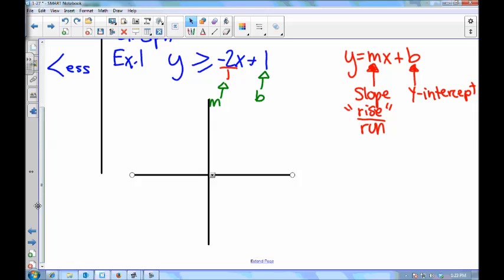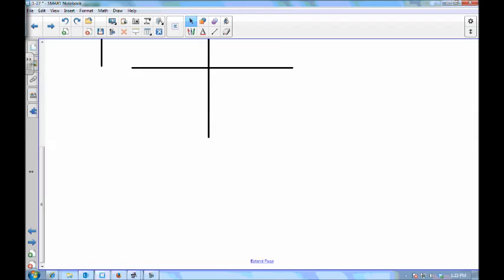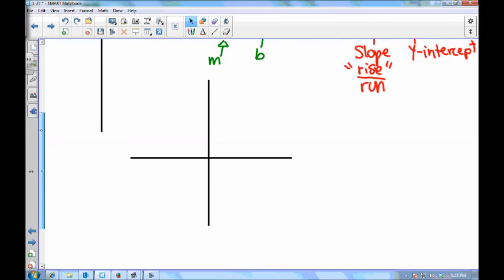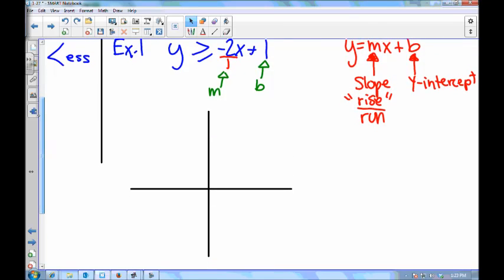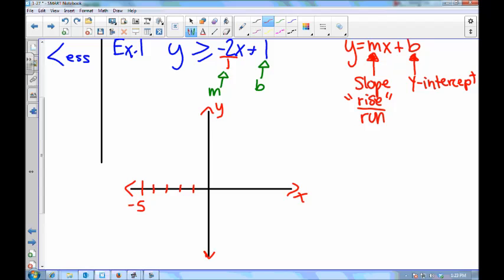Okay, set up your graphs. You have your rulers. Make sure you label your x and y axes. There we go. I like that better. Part of the labeling is putting number values with your tick marks. 1, 2, 3, 4, 5, -5. Try to evenly space them. That's important on graphs, is evenly spacing.